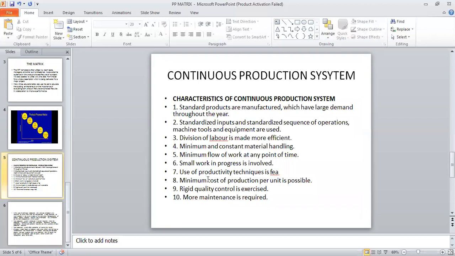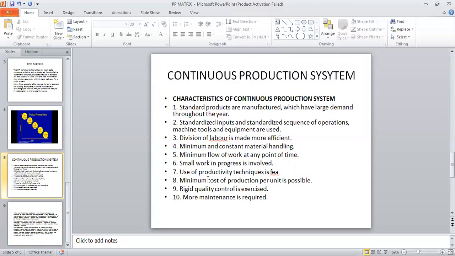Here I am showing this continuous production system with the help of these features. Standard products are manufactured, called standardized products, meaning one for all, which have large demand throughout the year. For example, in FMCG, the daily routine product items, your soft drinks, sodas, every kind of consumable daily need items, kitchenware items. These are standard products which cannot be customized but can be very much standardized.